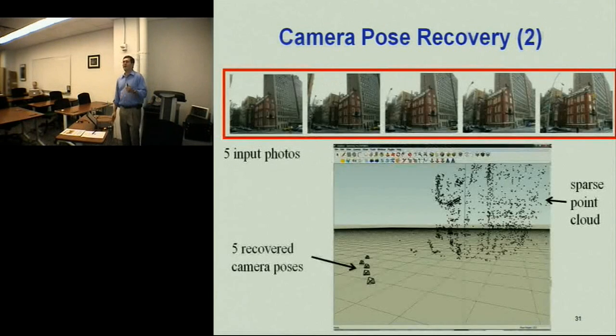Here's an example where we have 5 input images. And what you see at the bottom are 5 recovered camera poses. Those are denoted by the frustums at the bottom left. And simultaneously, you see the sparse point cloud on the bottom right. So you get those two things. I consider them the flip side of the same coin. You have to get them together. And that's basically what we get from these 5 input photos.